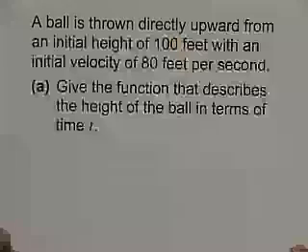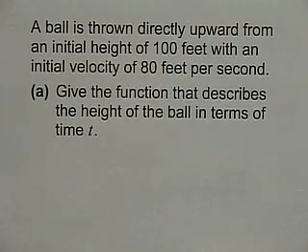Here we're told that a ball is thrown directly upward from an initial height of 100 feet with an initial velocity of 80 feet per second. Give the function that describes the height of the ball in terms of time t.